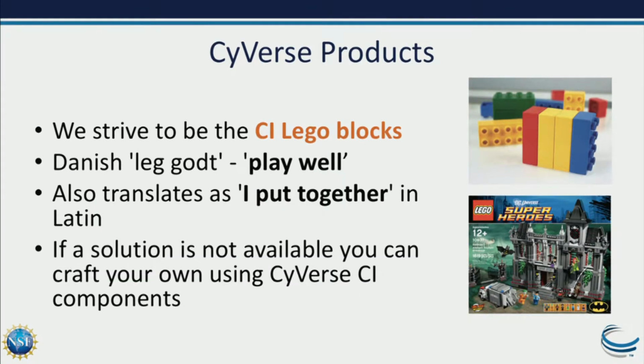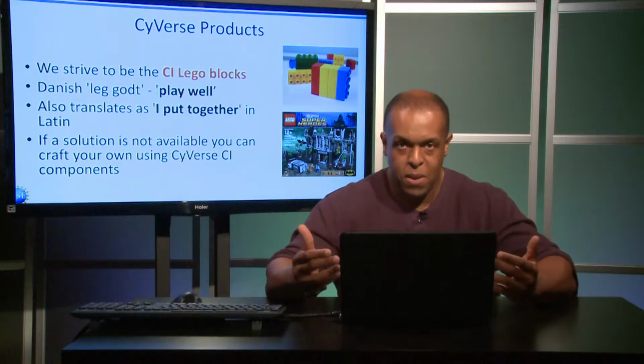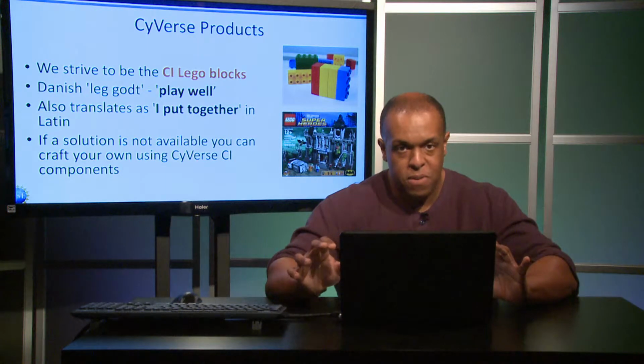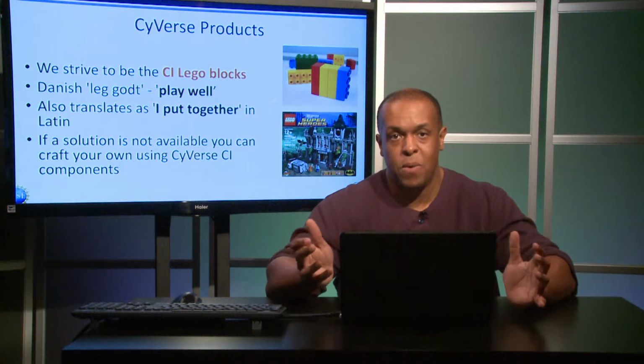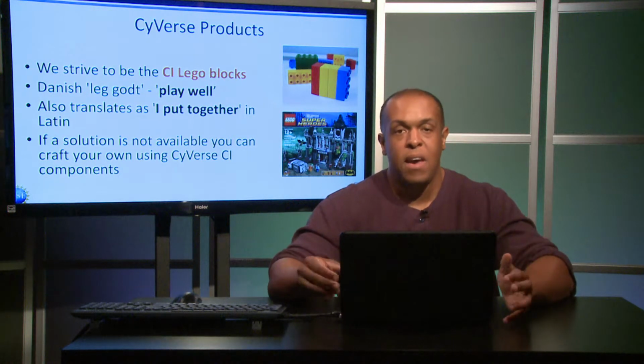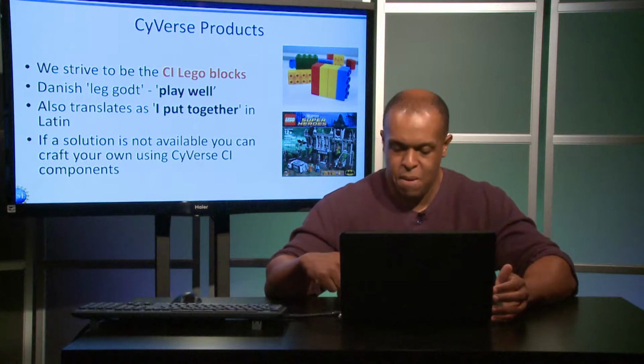Okay, so let's transition to talking about what are the things that actually come with your account and how can you make use of them. One of the metaphors that we use sometimes are Lego blocks, and so what we built allows you to take those pieces and really assemble them to your custom endpoint.